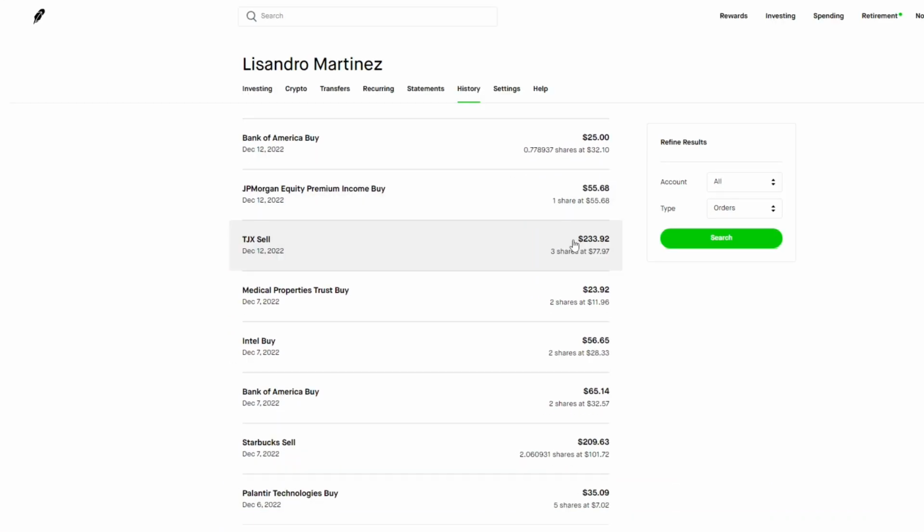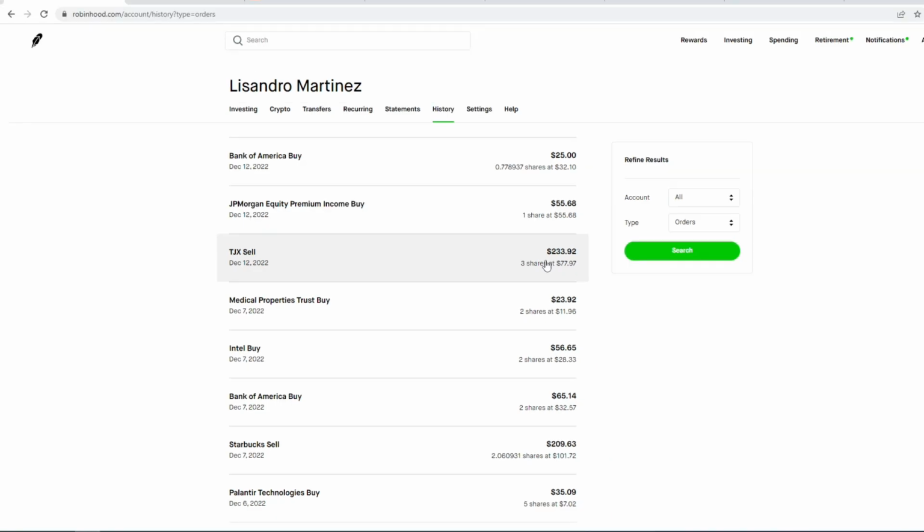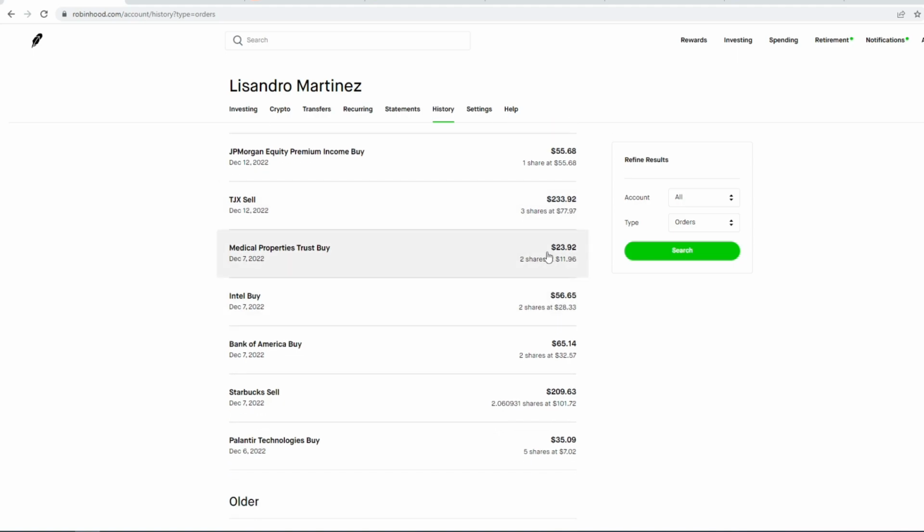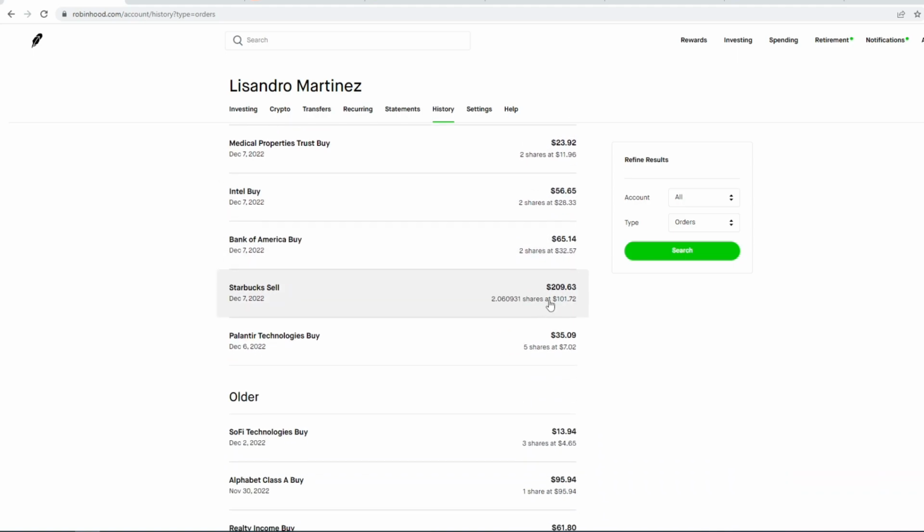I sold my position in TJX again for $233. I bought the above shares, and I also gained the premium that I was making on the stock. If it goes back to my entry price, I'm probably gonna buy it again. They're good companies. I just decided to do something better with the money that I had on it. Now, another two shares of Medical Trust, another two shares of Intel, another two shares of Bank of America. And I also closed my position in Starbucks once again, because of the amount that I had here, I bought all the previous shares, which are gonna increase my yearly dividend income.